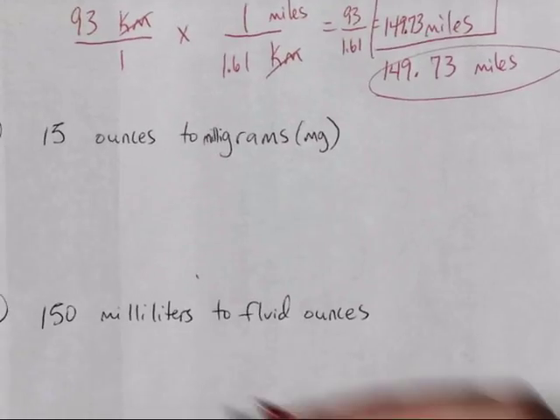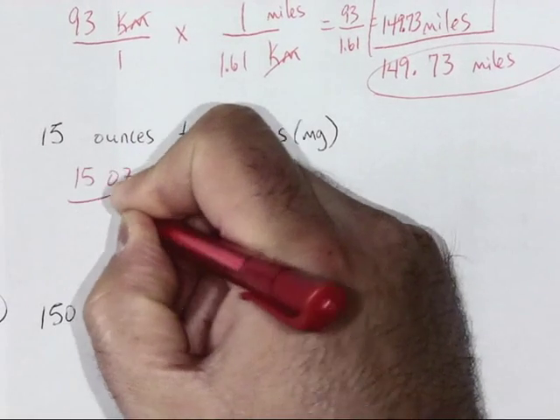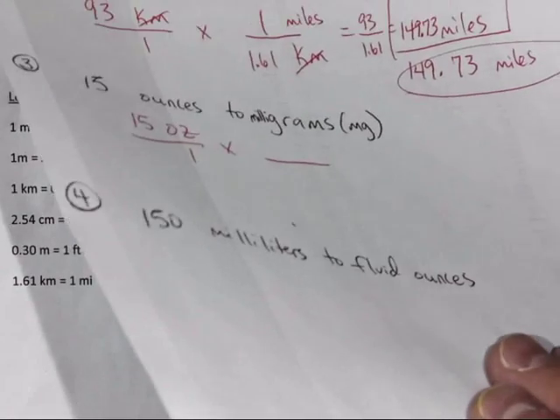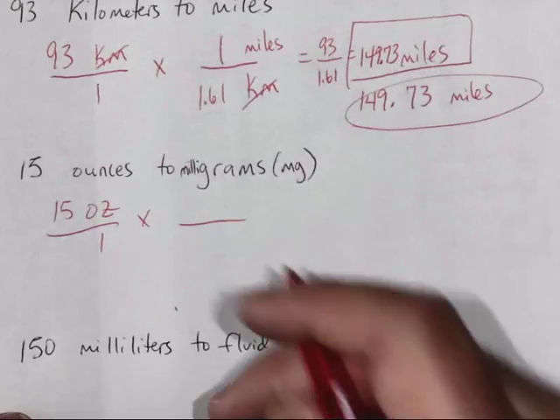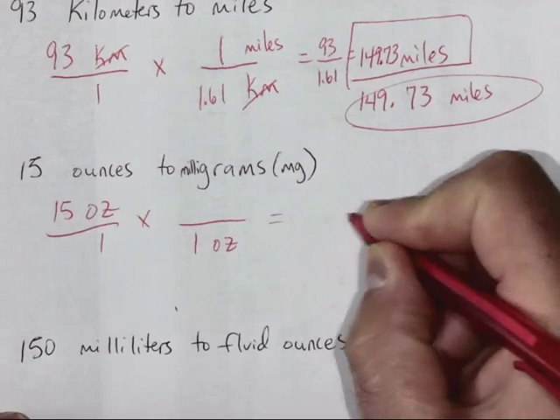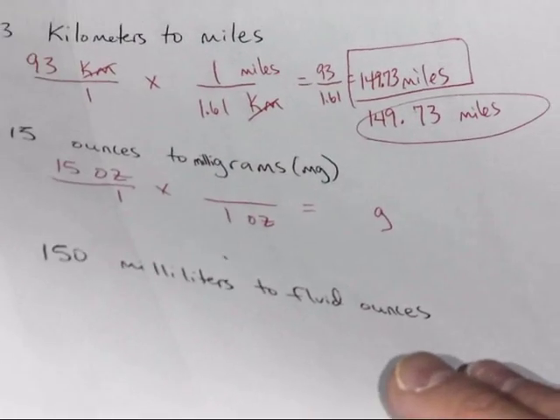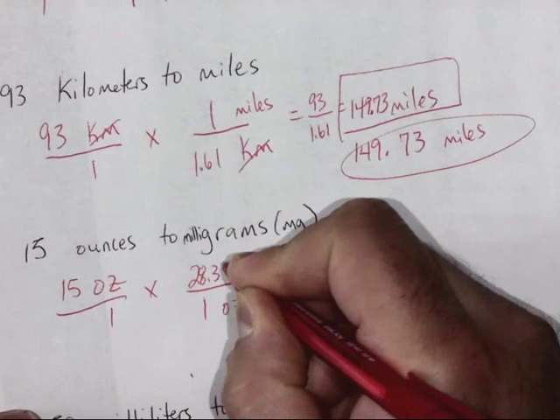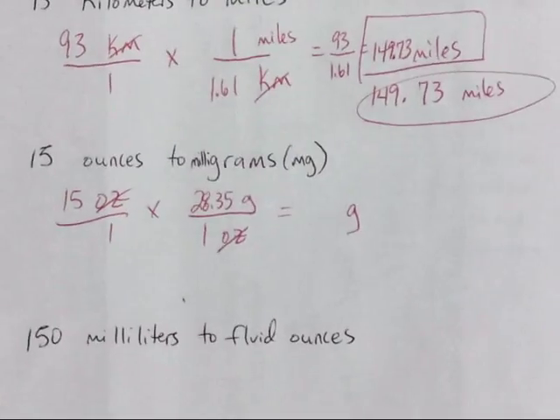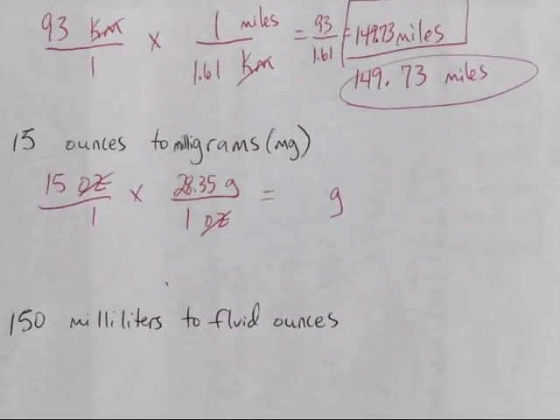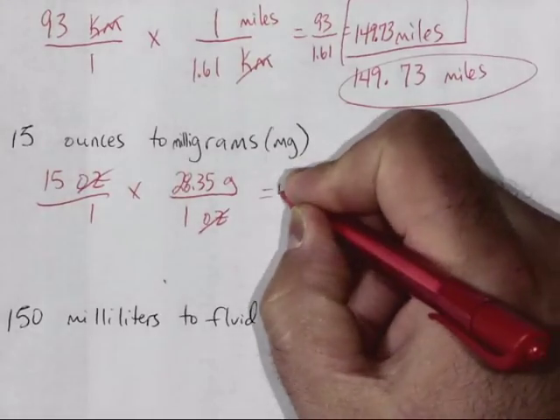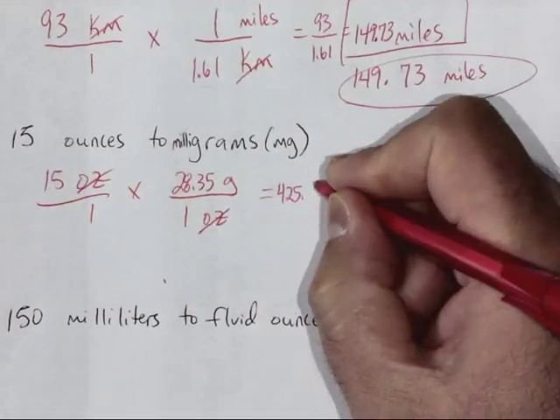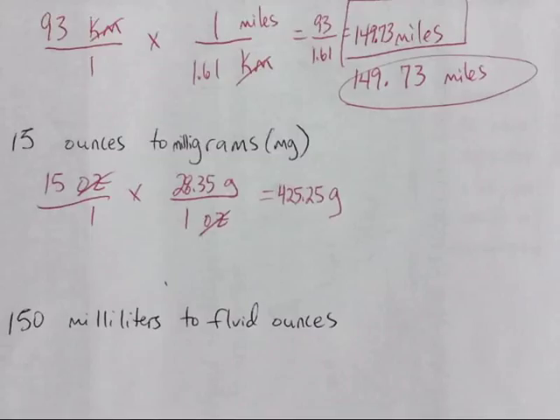So 15 ounces. We're going to put it into grams. So we're going to put ounces on the bottom, 28.35 grams. So ounces are going to cancel here. Grams is our resulting answer. Now we just need to multiply. So 15 times 28.35. So we get 425.25 grams. Okay. So we want our answer in milligrams, so we're not done yet.